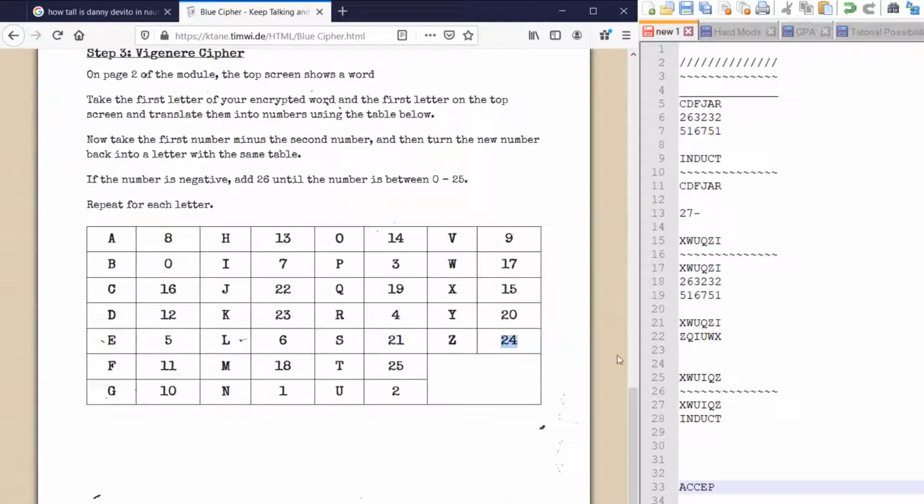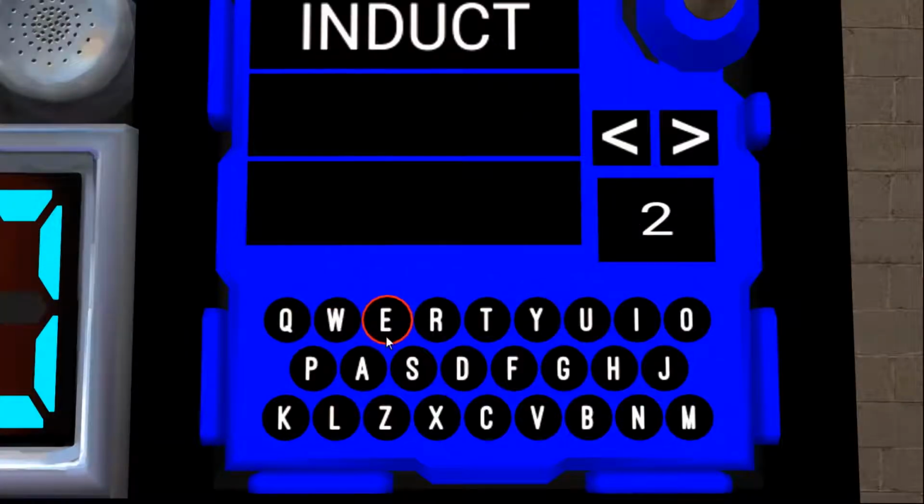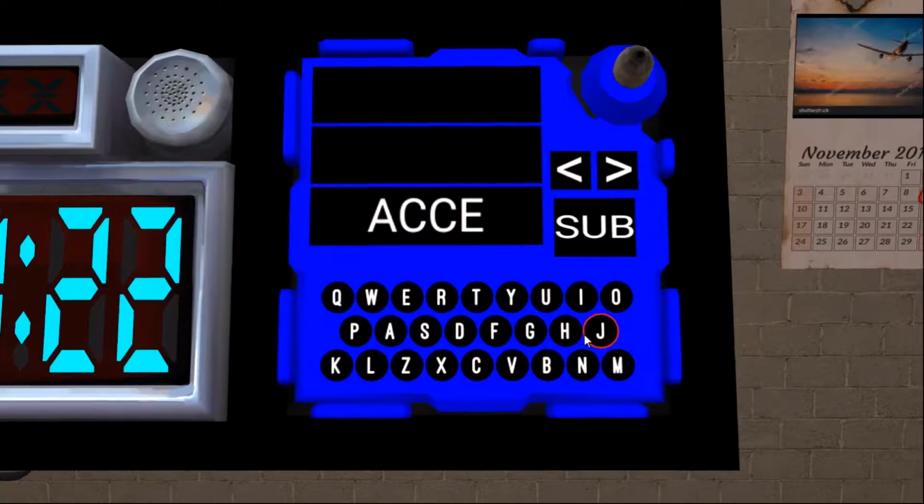Next we take Zulu, which is 24. Subtract 25, that gives us negative 1. Mod 26 is 25, so our word is accept. So we enter in accept.